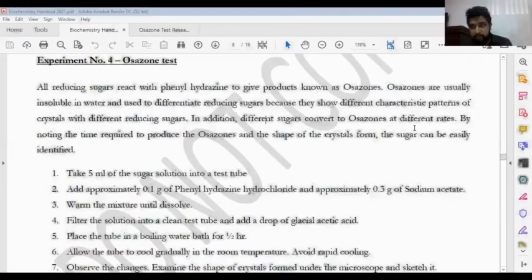The osazone test is important because we can identify the type of reducing sugar using this test. What could be the reason for that? Using only the Fehling test, we could only distinguish between reducing and non-reducing sugars, but in this test, you can identify the type of reducing sugar. Okay, is that clear?